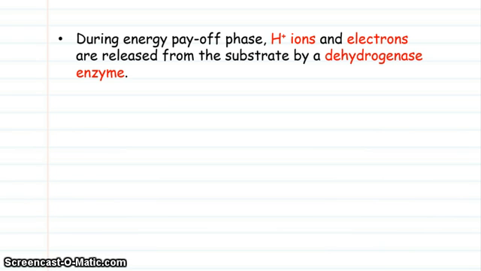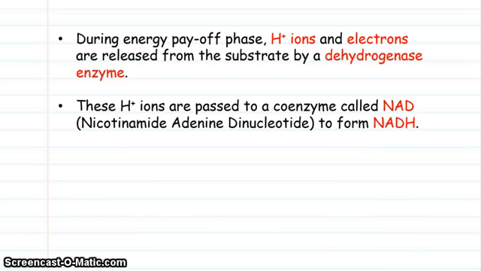Now, during the energy payoff phase, the hydrogen ions and the electrons are released from the substrate by dehydrogenase enzymes, and these are then passed to a coenzyme called NAD, nicotinamide adenine dinucleotide. You don't need to remember the name of it, you can just call it NAD. But NAD, when it picks up the hydrogen and the electrons, becomes NADH.